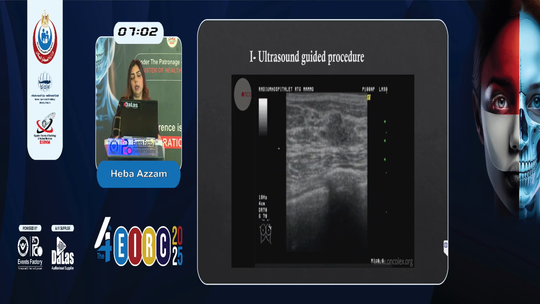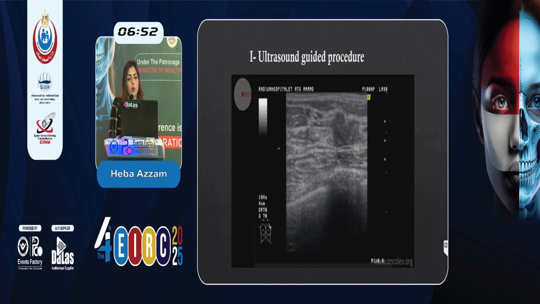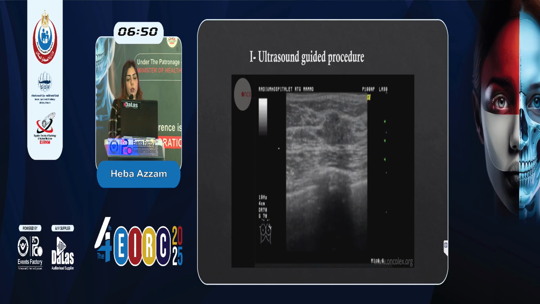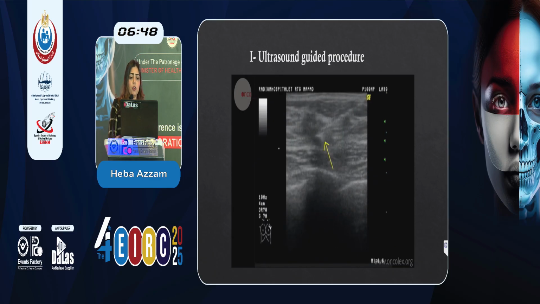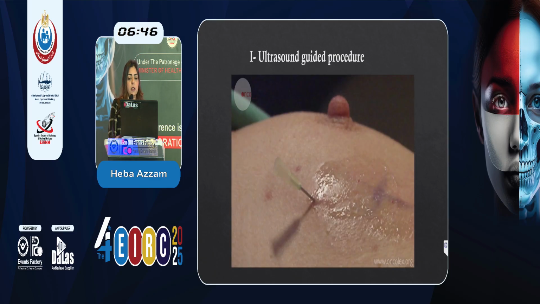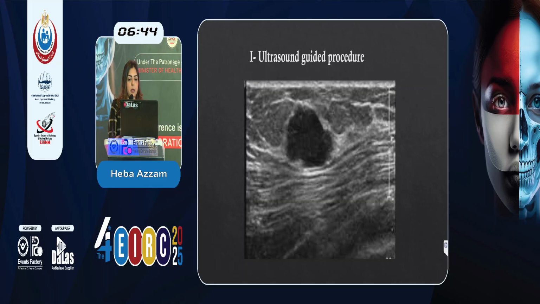In ultrasound-guided procedure, as most of my colleagues said, whenever you see the lesion by ultrasound, just do the intervention with ultrasound. It's very simple, very easy. We localize the lesion, insert the wire, transfix the lesion, then start removing the sheath. Here, like this, we insert the wire and start removing the sheath after transfixing.